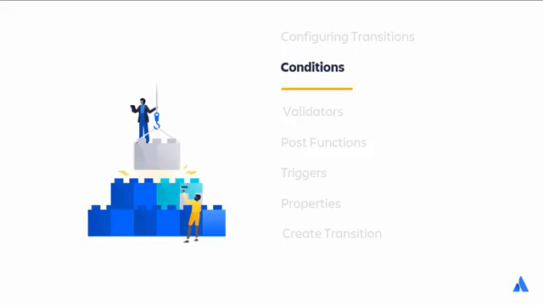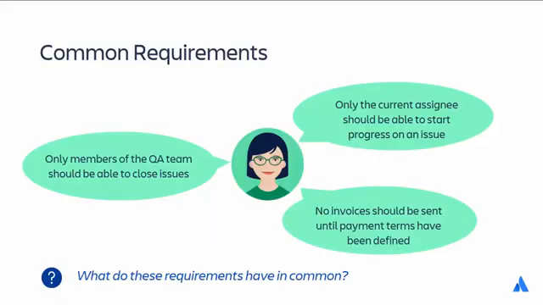So let's learn more about conditions. What do these requirements have in common? Only members of the QA team should be able to close issues. Only the current assignee should be able to start progress on an issue. And no invoices should be sent until payment terms have been defined. Let's take a look at the answer.